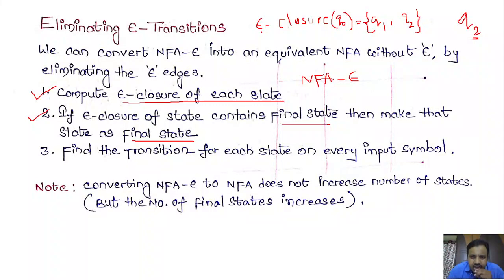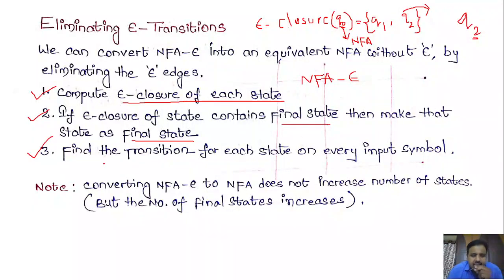So in the epsilon closure of Q naught, we have the final state Q2. So we mark Q2 as a final state in the NFA without epsilon. That means in the resultant NFA, we mark the state Q naught as a final state, because its epsilon closure contains the final state which is given in the NFA with epsilon. So that is step number 2.